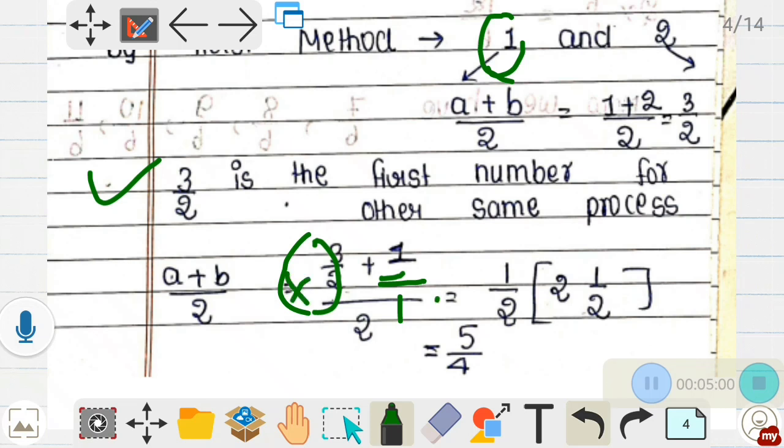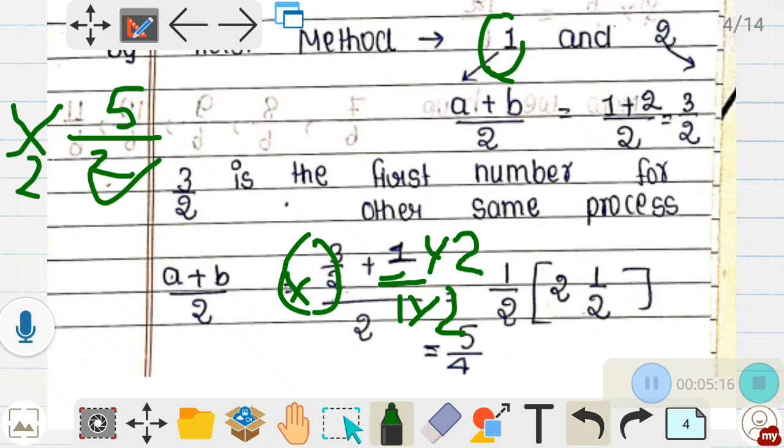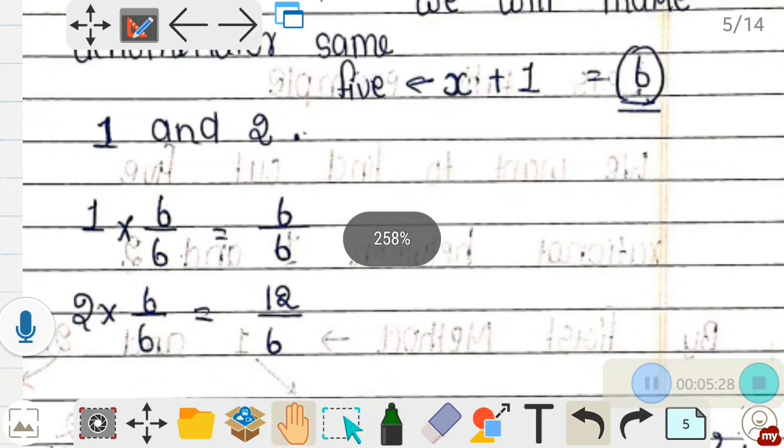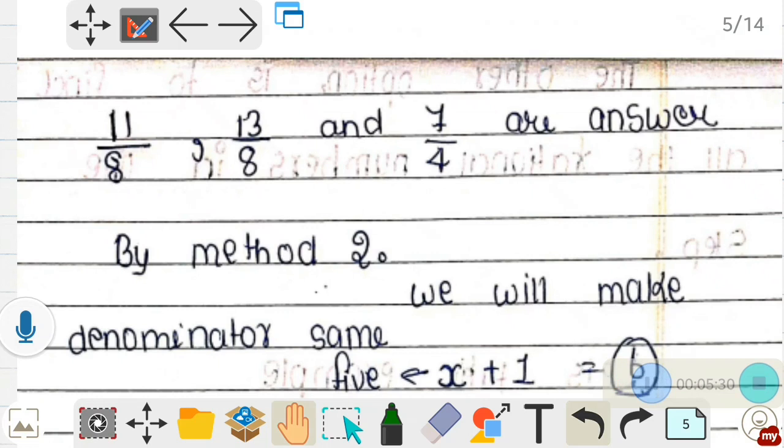Here we will take the denominator of 1 as 1, but 3 by 2 has a denominator 2, so we will multiply 1 by 2, and then it becomes 2 by 2. Then we add to get 5 by 2, and then we divide by 2, and this will become 5 by 4.